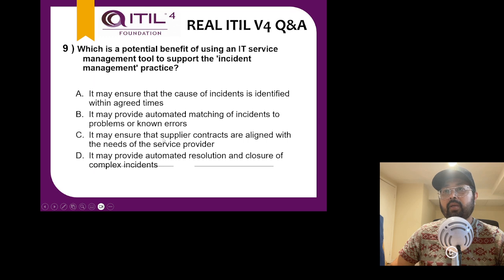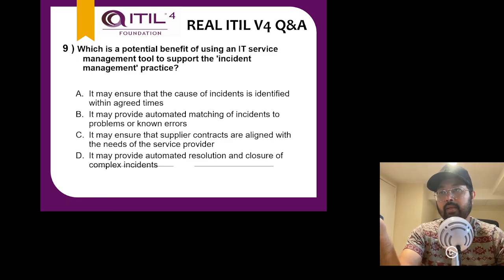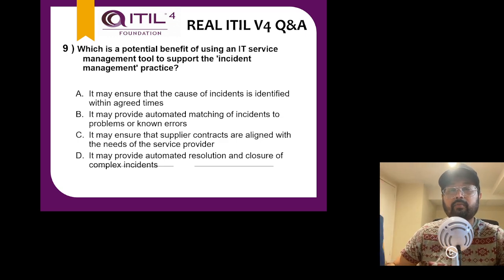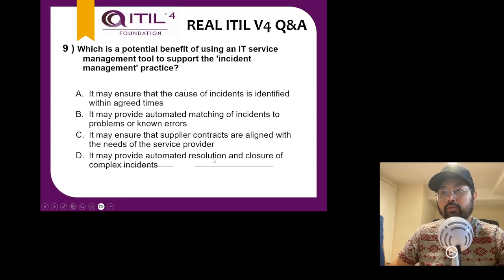Option C, it may ensure that suppliers' contracts are aligned with the needs of the service provider. It's not, because the supplier contract is aligned with different types of service providers. Suppliers could be different for different services, so it's not only the IT service management tool. Option D, it may provide automated resolution and closure of complex incidents. I will keep this one as well, and now I will compare B and D.